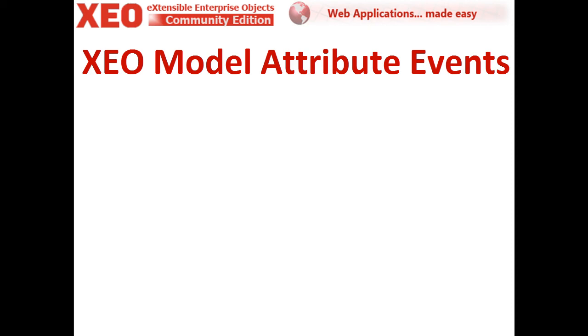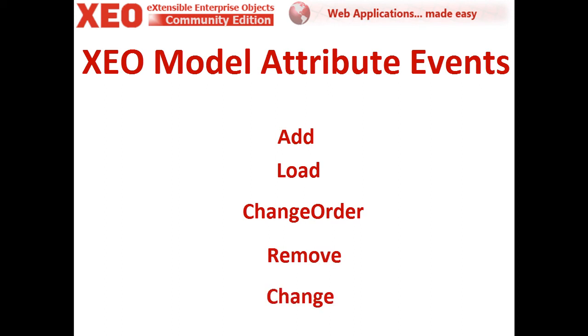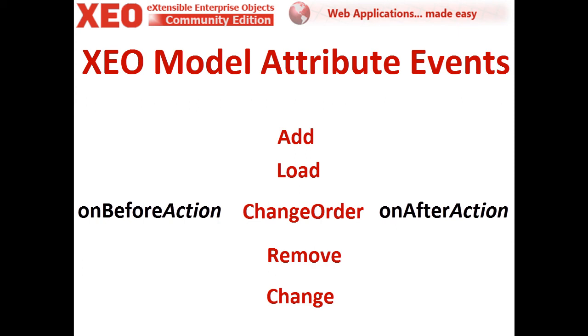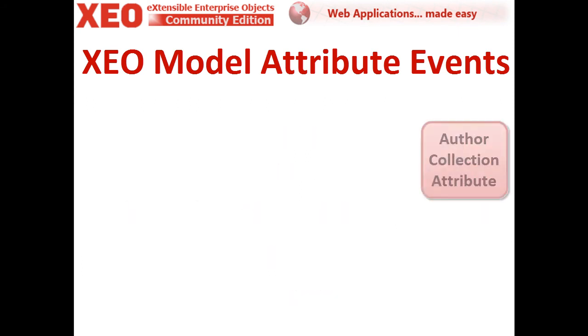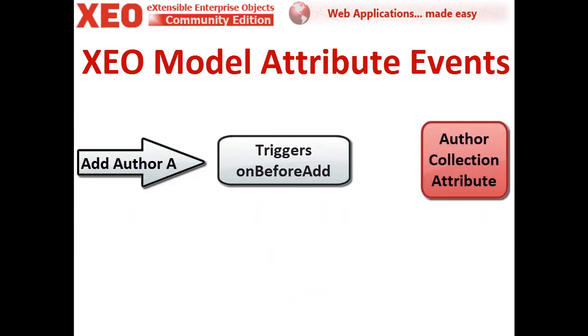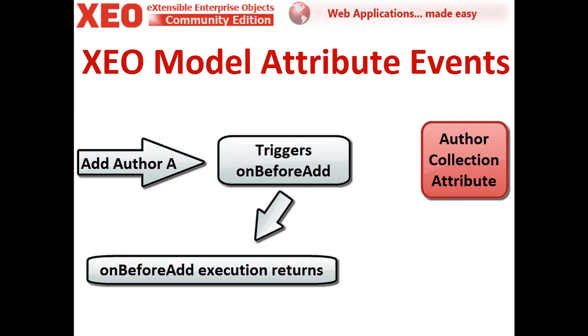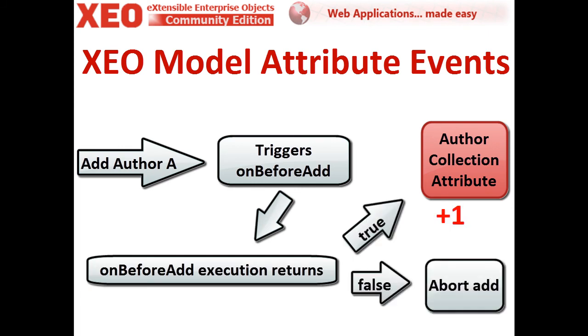Collection attributes respond to the following actions: add, load, change order, remove, change. To each action, an on before action and on after action event is available. On before action events can be used to abort a certain action, for instance, adding an element to a collection in an on before add event.